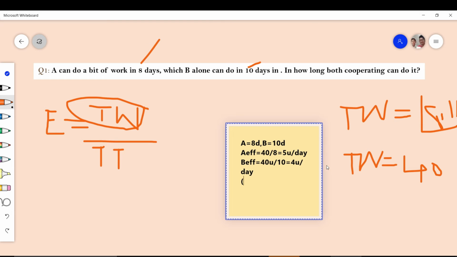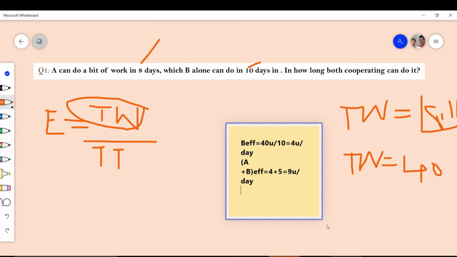So what if both are working together? What is the work done by both in 1 day? That is 4 plus 5 equals 9 units per day. So both can do 9 units per day.